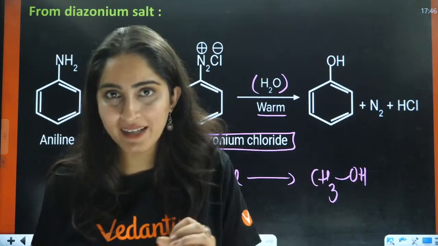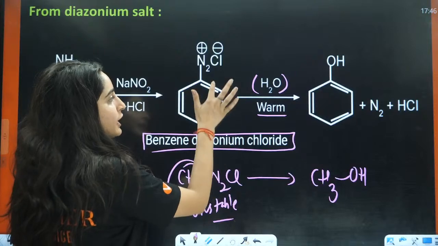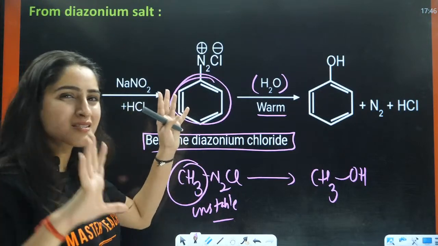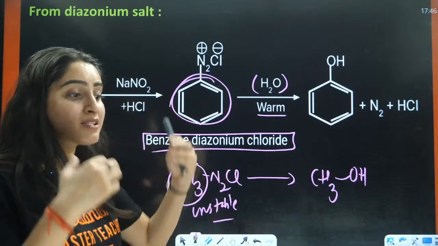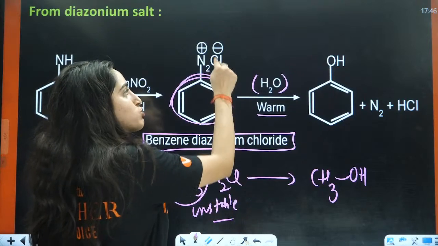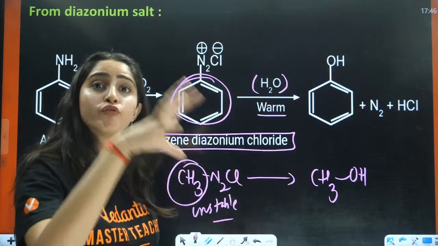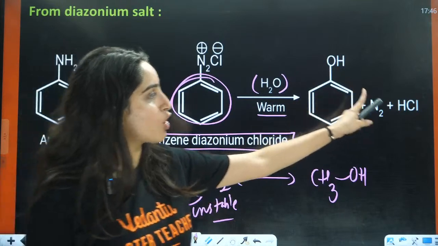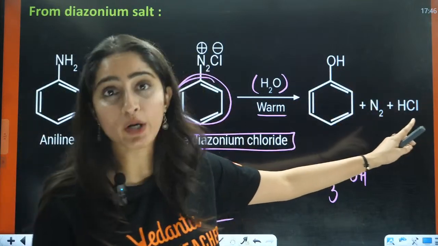In the case when N2Cl is attached to an alkyl compound like CH3Cl, CH3CH2, a simple open chain, a non-aromatic thing. But if it is connected to an aromatic ring, like a benzene ring, then it is slightly stable. That means if you want to replace this N2Cl with OH, you will have to warm it and add H2O. Only then you will have the liberation of N2 and HCl. This is a very important question, okay?